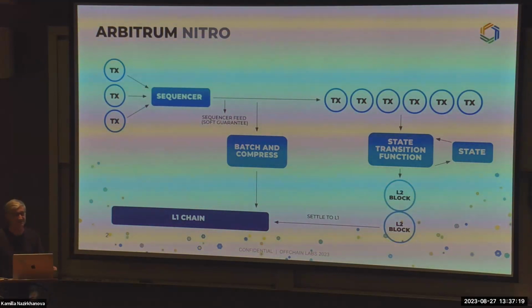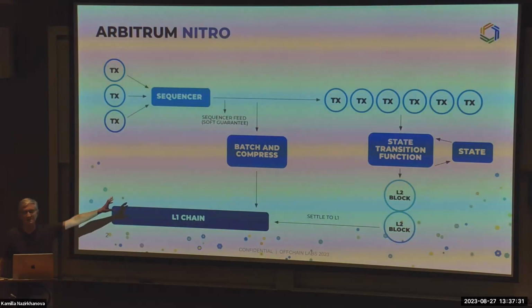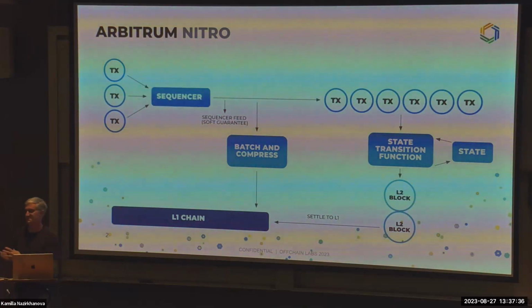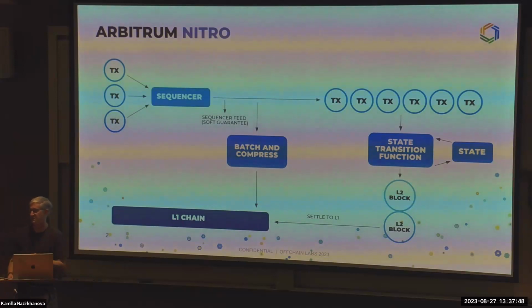You see at the upper left, the sequencer. This is a component which takes in arriving transactions and publishes a canonical list of which transactions have arrived at the chain and in which order. Over on the right is the state transition function, which specifies the semantics of the chain. So if you are a node or an observer of the chain, you can take the transactions from the canonical sequence and run them through the state transition function one at a time.